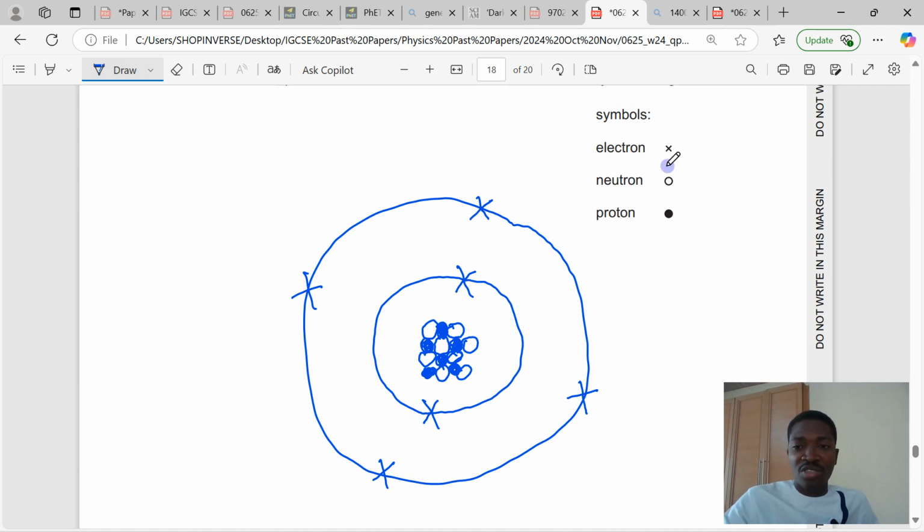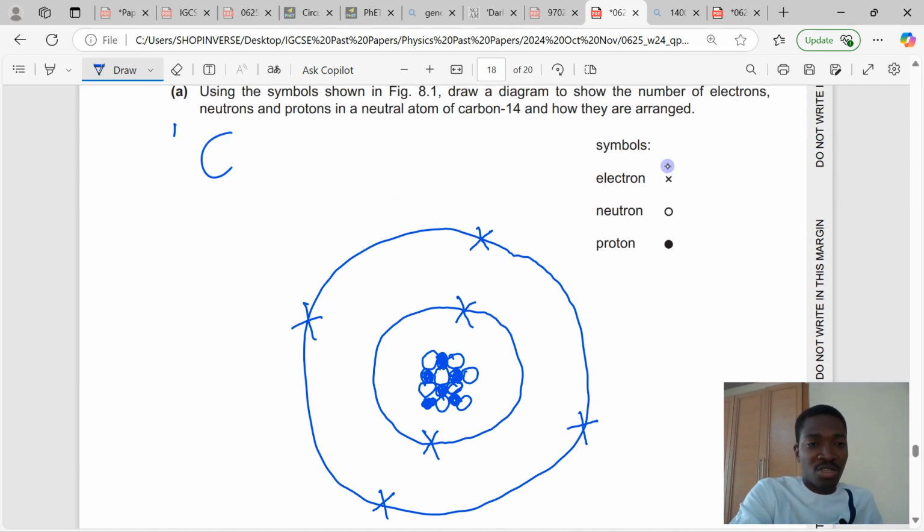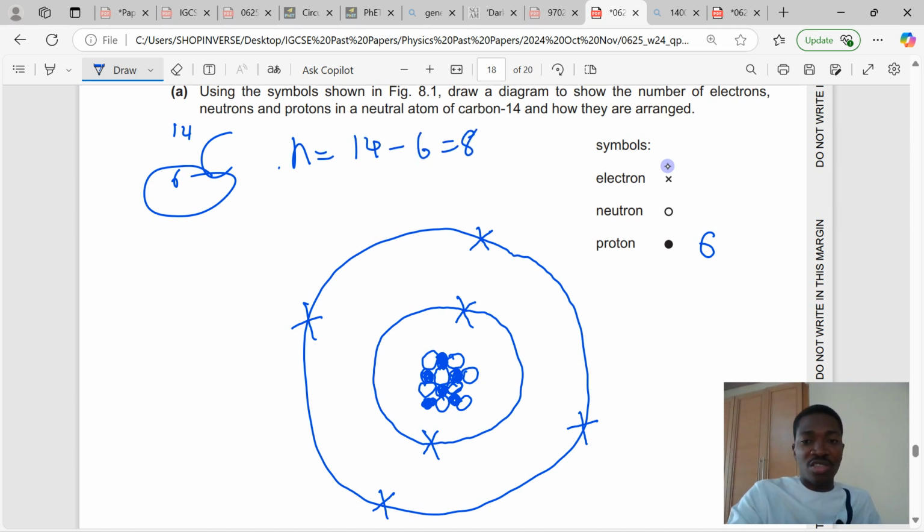Since it's carbon-14, 6, it simply means the number of protons is 6. You know, atomic number is the number of protons. And the number of neutrons will now be 14 minus 6, which gives you 8. So the number of neutrons will be 8. Since the number of electrons is equal to the number of protons, the number of electrons will be 6.